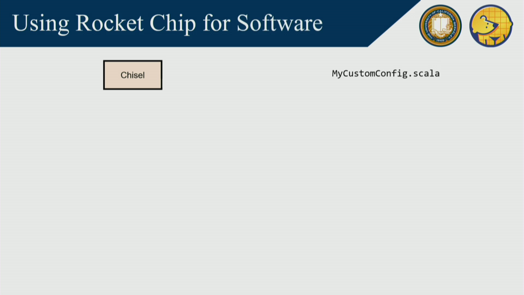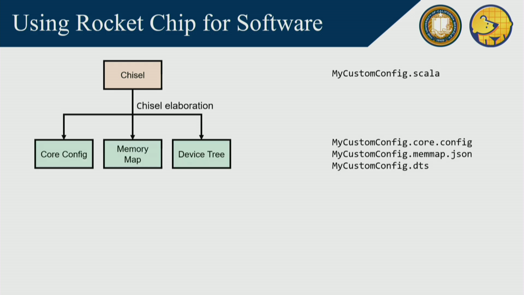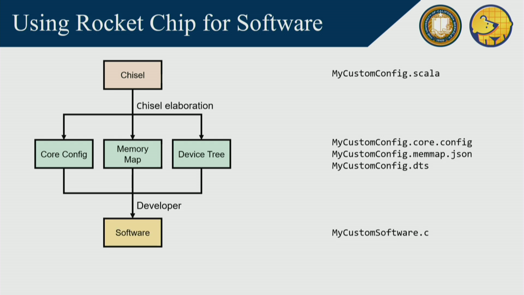So one more thing, what good is an SoC without software, right? Typically software developers don't really care about the Verilog implementation of the chip. What they care about is stuff like, what ISA does it run? How many cores does it have? What is the memory map? What is the device tree? And again, we can get Rocket Chip to automatically generate all this collateral for us and pass this either to a developer or some sort of automated build system in order to get our software out.